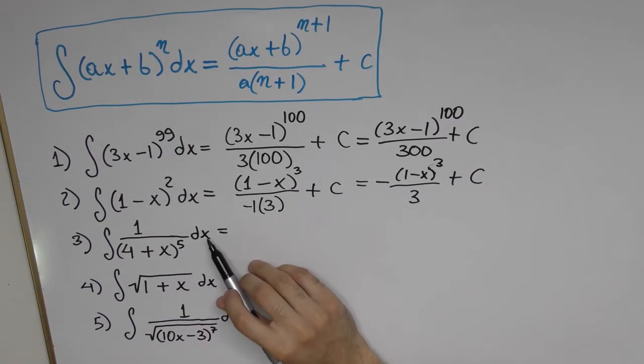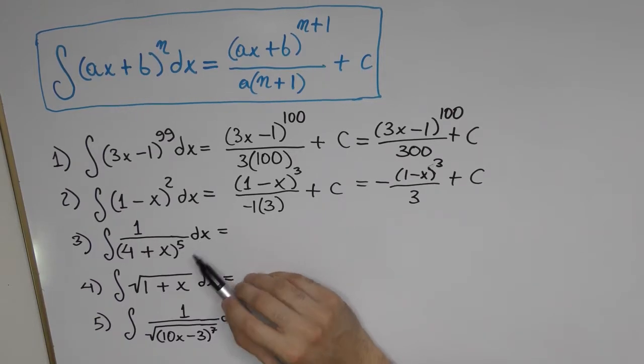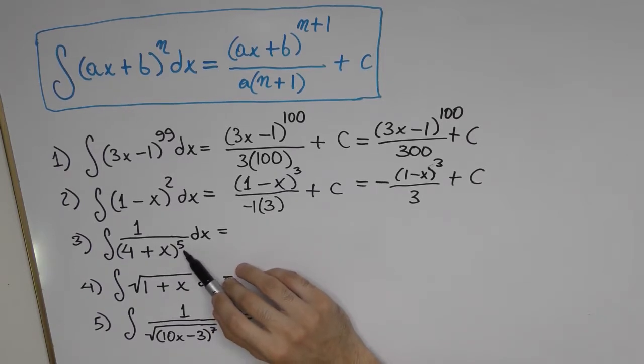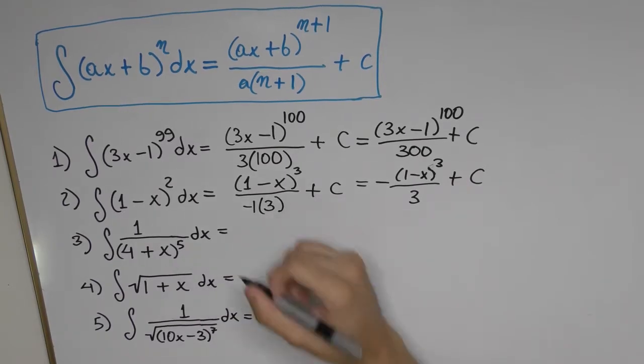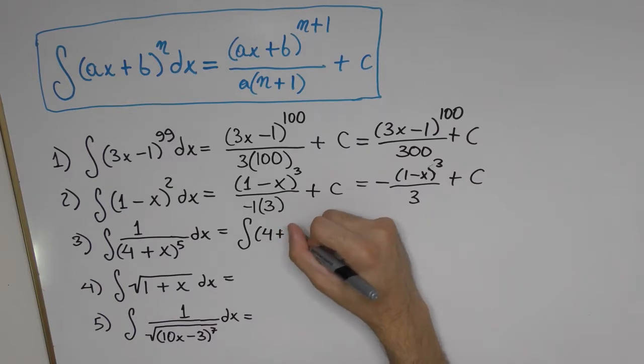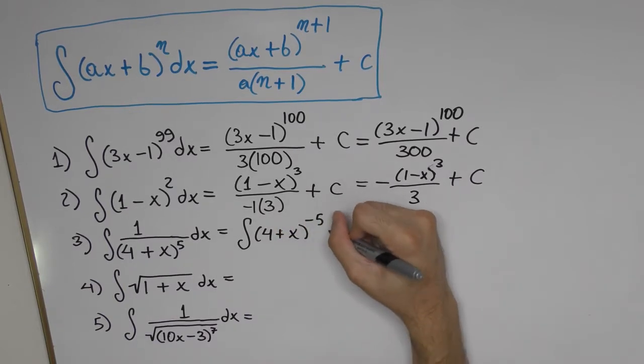Now what happens if you're given a function like this one? You have a rational function and now you have something that looks like a binomial expression in the denominator. Well, the first thing we know is that we can express this as a negative power. So let's write the integral as 4 plus x to the power of minus 5.